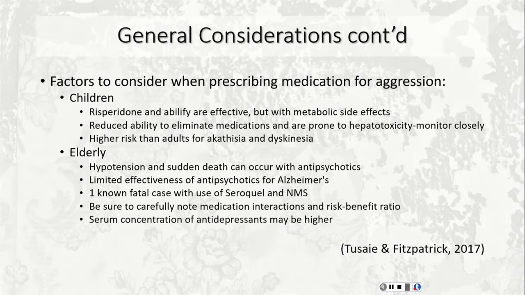Elderly patients are more likely to experience hypotension, and sudden deaths can occur with antipsychotics. There is limited effectiveness of antipsychotics for Alzheimer's, so that's always a tricky issue, dementia-related aggression. That's kind of controversial. Keep in mind there is one known case of an elderly woman in which they used Seroquel, and she developed neuroleptic malignant syndrome, and she actually died from the use of that Seroquel.